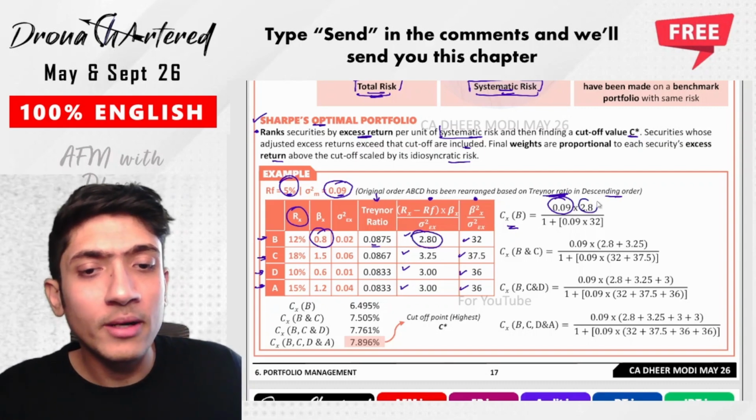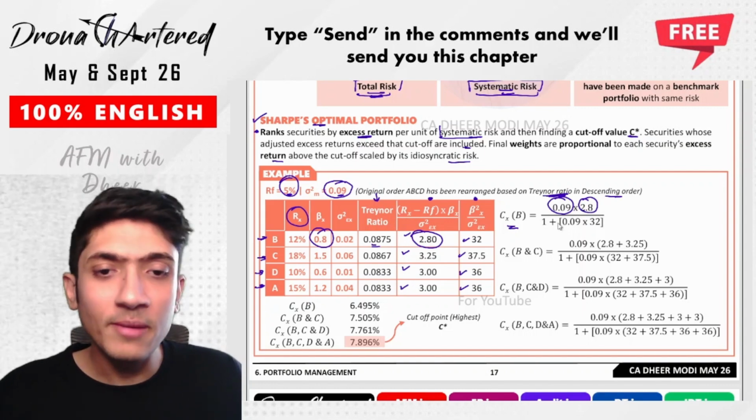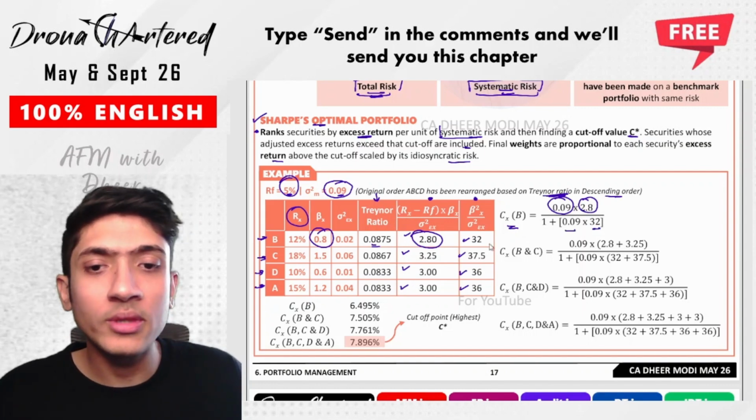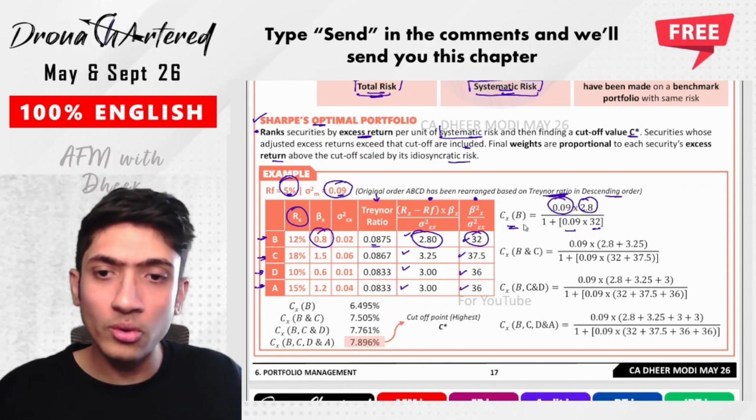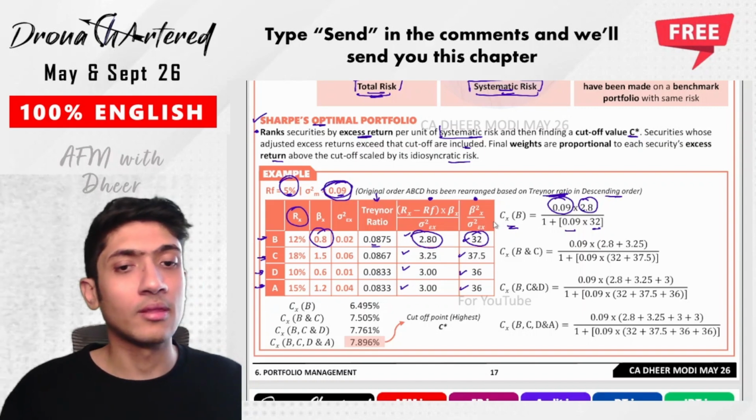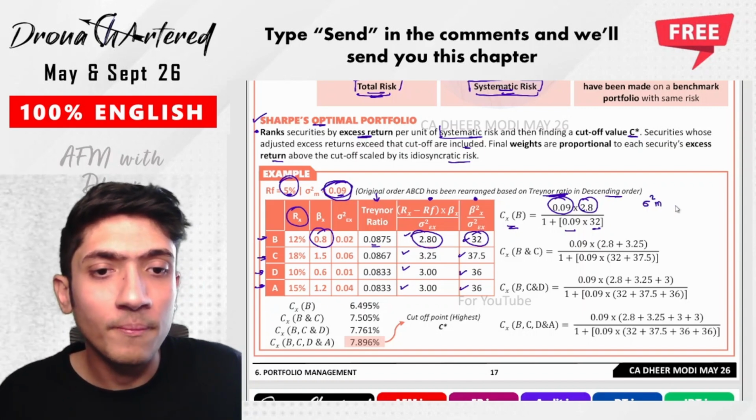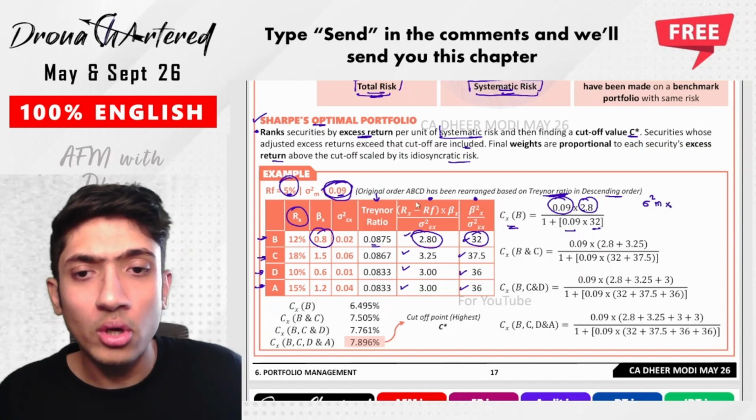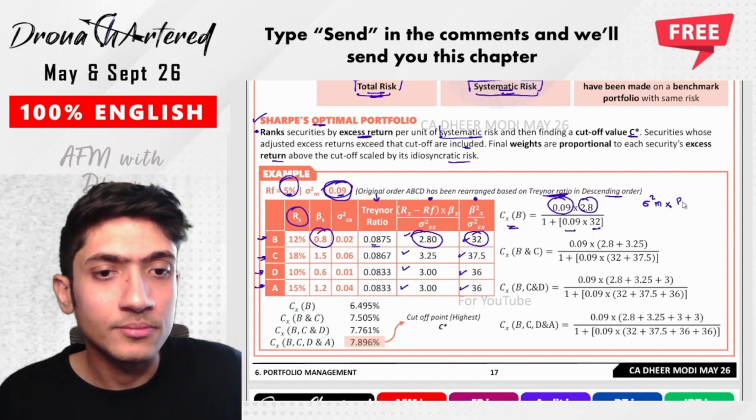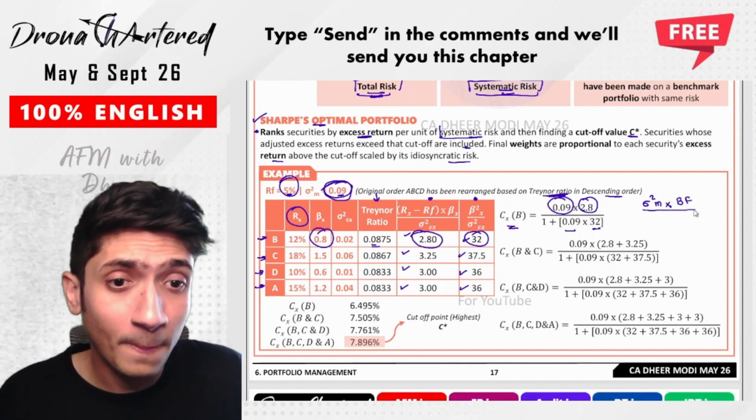Okay, so you do multiply by 2.80, and in the denominator you get 1 plus 0.09 into 32. This is your 32, and your 0.09 is again your market variance. So this is basically your market variance into this big formula. I will call this BF, something which you don't have.